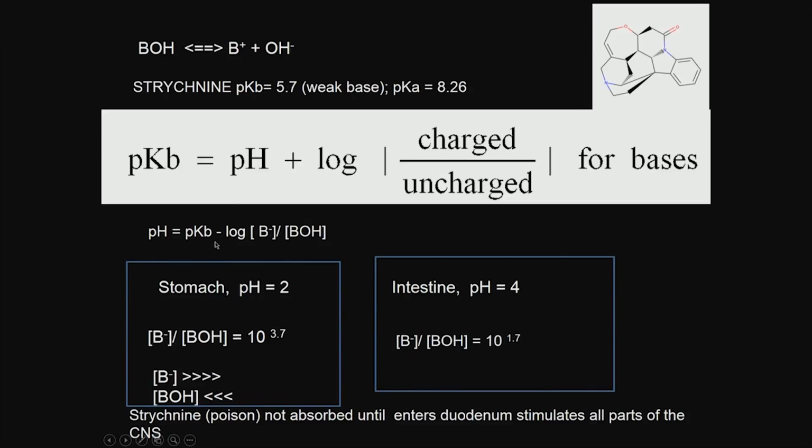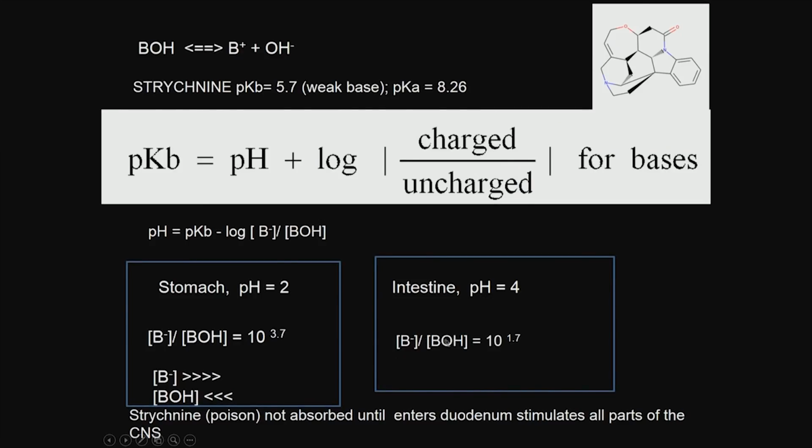Then in the stomach, pH is equal to 2, so what do we do? B+ divided by BOH is 10 raised to the power 3.7, approximately 10,000. So B+ is very large compared to BOH. When B+ is large, it is a charged molecule, so it cannot cross the lipid barrier. If you go to the intestine, pH is 4, so B+ by BOH is 10 raised to the power 1.7, so we do have enough BOH, so it gets absorbed in the intestine.